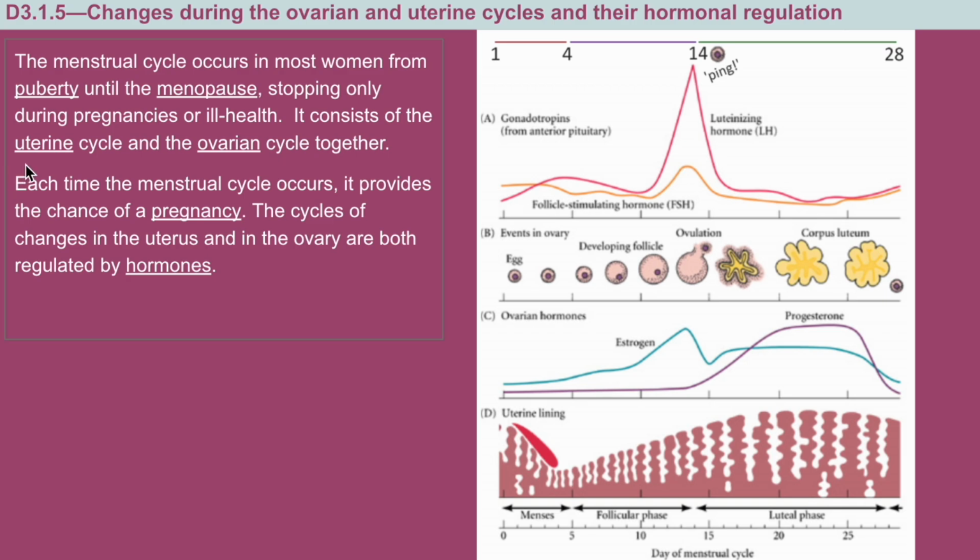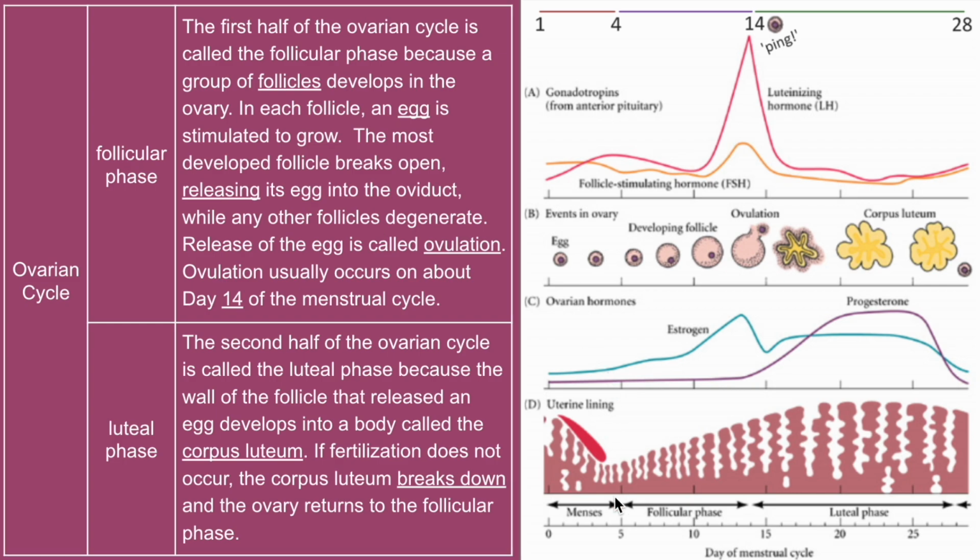We're going to look at the uterine cycle and the ovarian cycle. Each time the menstrual cycle occurs, it provides the chance of a pregnancy, and this whole cycle is regulated by hormones. So let's begin by looking at the two halves of this cycle. The first half we're going to call the follicular phase. This is because we have growth of follicles in the ovary. Inside of each follicle, there's an egg that is stimulated to grow. And halfway through, on approximately day 14 of the menstrual cycle, ovulation occurs and the egg is released.